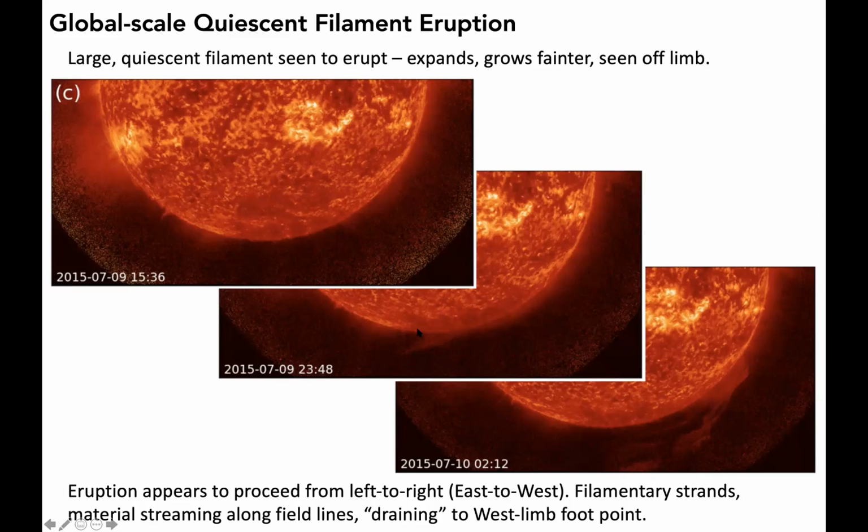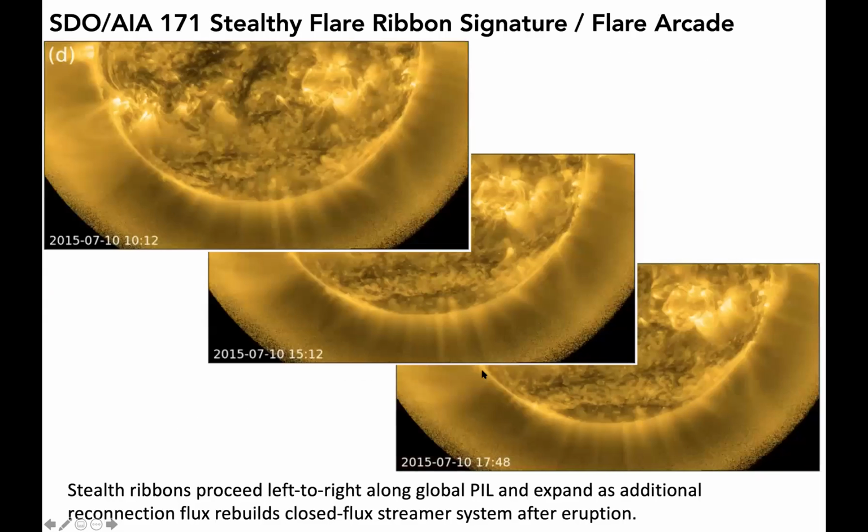So here in 304, I've highlighted the prominence material. You can see this typical prominence shape rising. And then here you've got the filamentary threads wrapping around each other. Also, there's some indication of the material draining down into this foot point during the eruption. Here is that ribbon progressing across the surface, basically corresponding to the boundary of the post-eruption arcade.